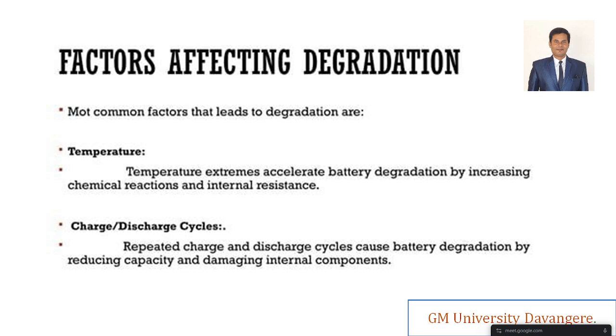If the resistance is going to increase, what will happen to the power? P is equal to V square by R. If R increases, if internal resistance increases, the power will be very less. Temperature extremes accelerate battery degradation by increasing the chemical reactions. If the chemical reactions keep on increasing, the life of the batteries will also be reduced because of the rise in temperature. When you charge the batteries, during the state of charge, the temperature may also go to an extreme level.